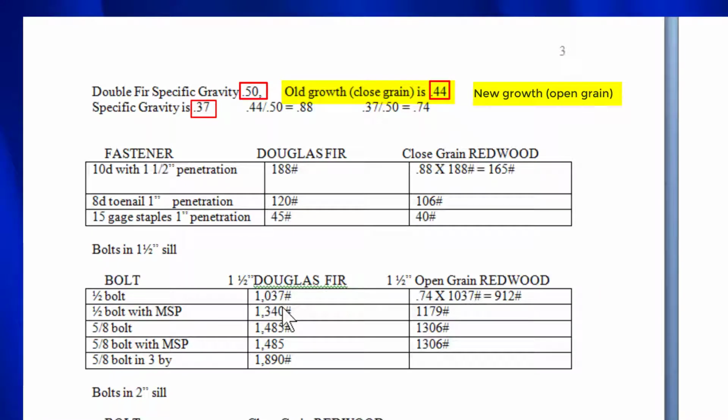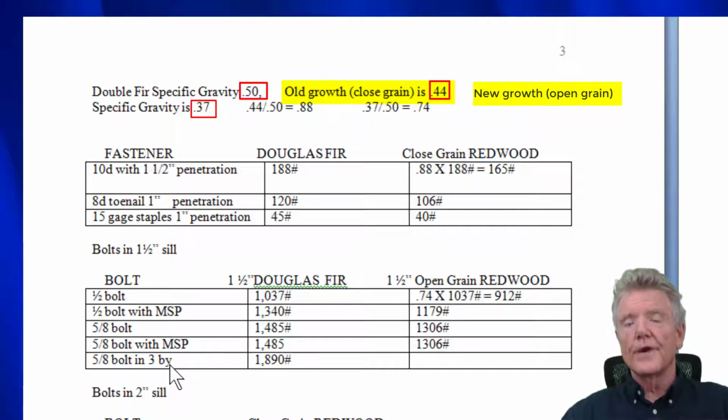Basically everything along here you multiply times 0.74 because you're in open grain redwood, and you end up with these numbers right here. Now I wanted to show you this one right here because it shows the impact of the thickness of the wood that the bolt's in. So this is a 3x. Now a 3x naturally is 2.5 inches rather than 1.5 inches as far as the sill goes.